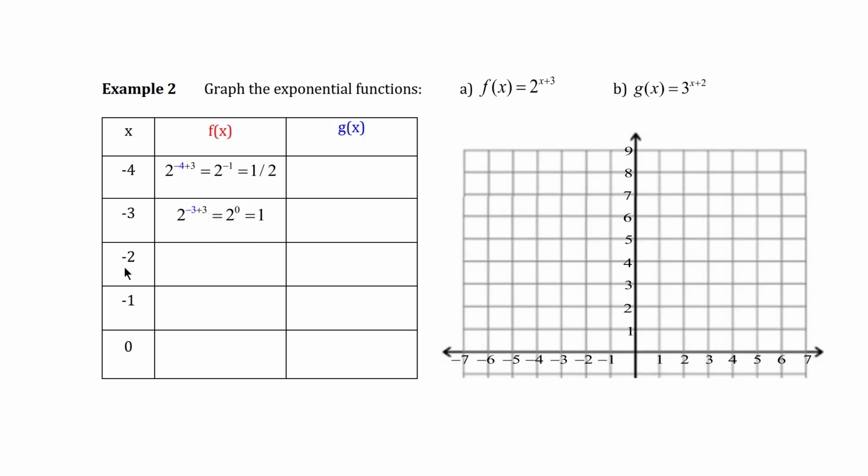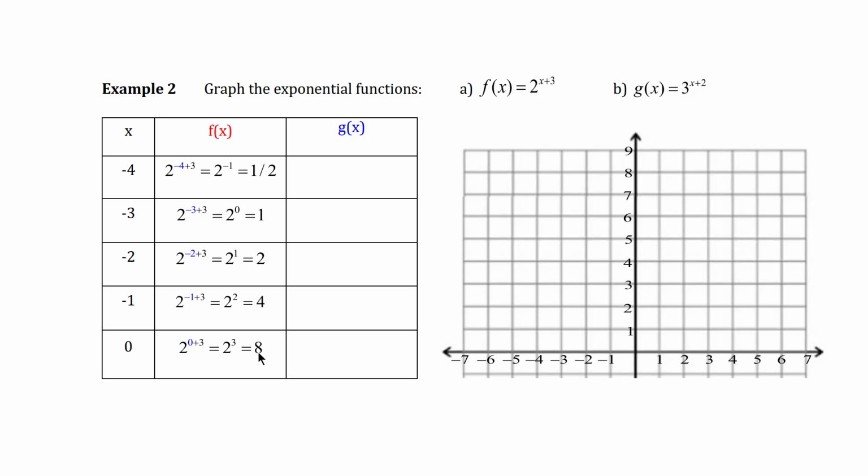For -2, we get 2 to the -2 plus 3 power, which simplifies to 2 to the 1 power, which is equal to 2. For -1, we get 2 to the -1 plus 3 power, which simplifies to 2 squared, which is equal to 4. For 0, we get 2 to the 0 plus 3 power, which simplifies to 2 cubed. This is equal to 8.